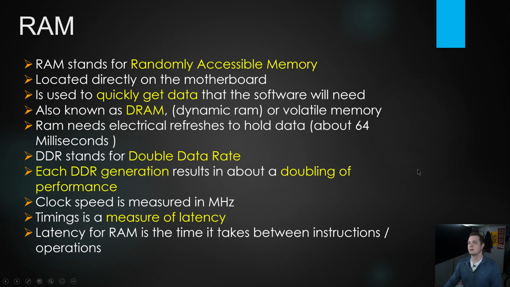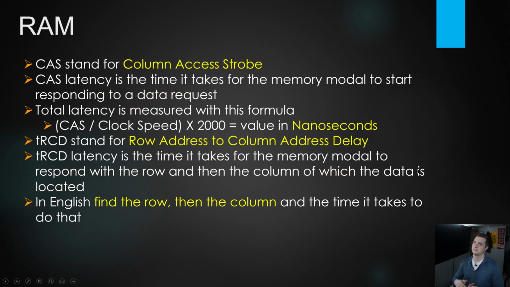So there's that. As I was just saying, CAS latency. Okay, and there's our formula: CAS divided by clock speed times 2000 gets our value in nanoseconds. The lower this value is, the faster the true speed of your RAM. Okay, I'll give you a second to read that.